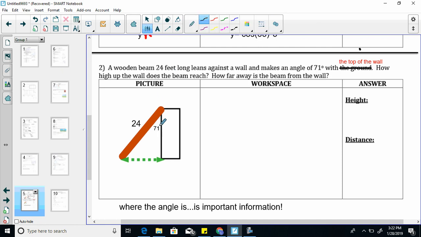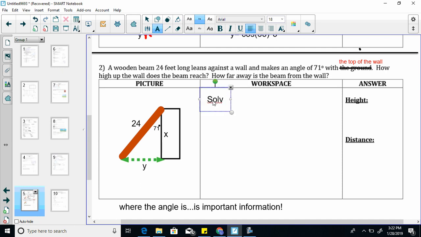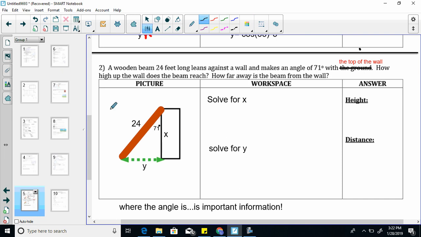And they want to know how high up the wall does the beam reach. So we can call this X again, right? The height of the wall. And then they want to know how far away is the beam from the wall. So we can call this Y again, right? So I'm going to solve for X, and I'm going to solve for Y, which is the height and the distance again.